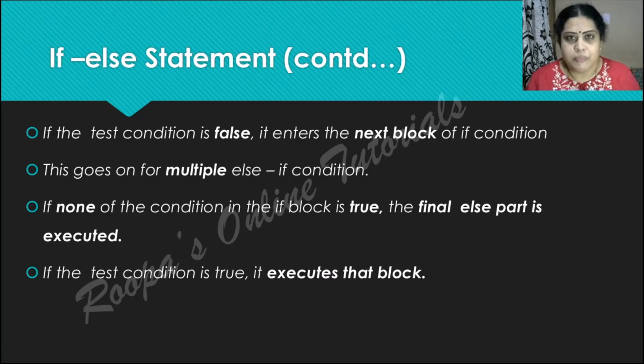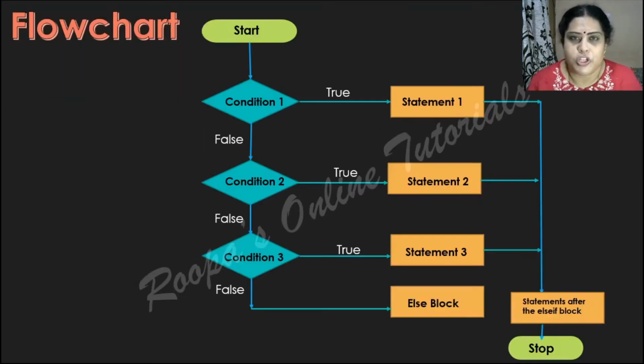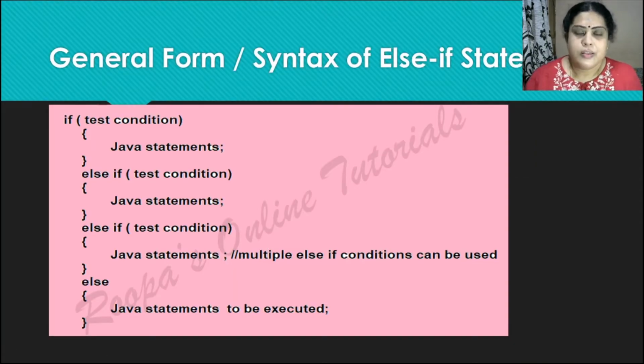Though the theory may look a little confusing, we will get a better understanding when we see this flowchart. In this flowchart, the program logic starts here and the first condition is tested. If it is true, the first set of statements will be executed, and then the statements after the else if block. If the condition is false, it goes into the next part of the else if, and statement 2 will be executed. So you can have multiple else if conditions. Now let us look at the general form of the else if statement.